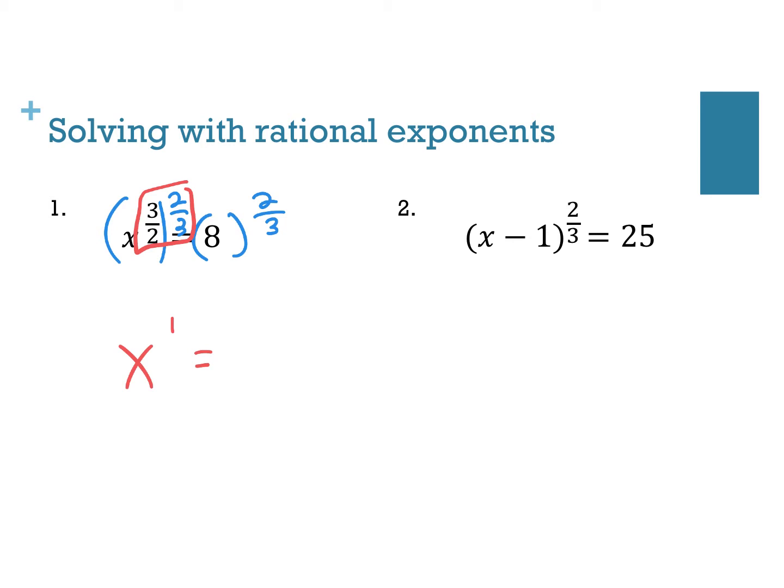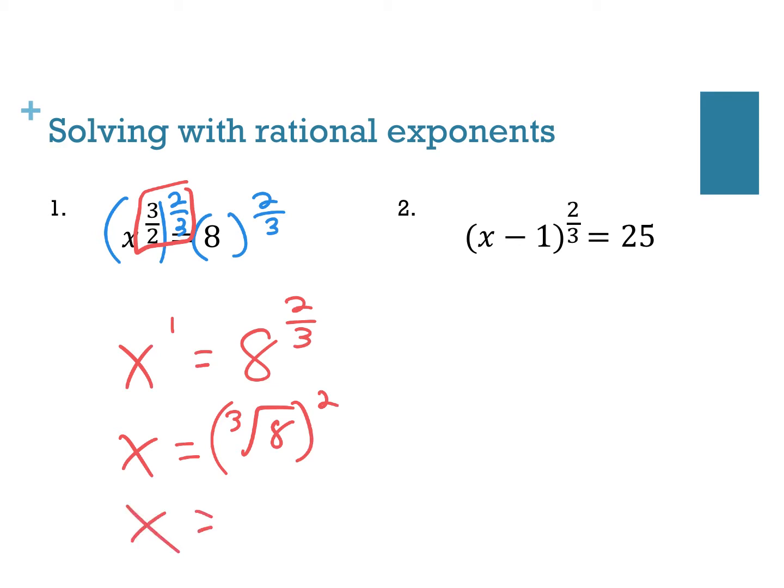But notice the right-hand side, I still have to deal with evaluating 8 to the 2/3 power, which we just covered in our last video lesson. So I can convert that to radical form, becoming the cube root of 8 squared. Well, the cube root of 8 is 2. So it looks like my answer would be 2 squared, which is 4. So there's my answer to number 1.